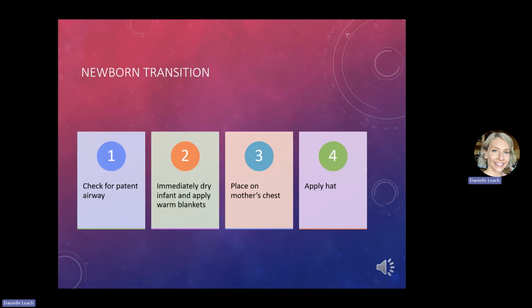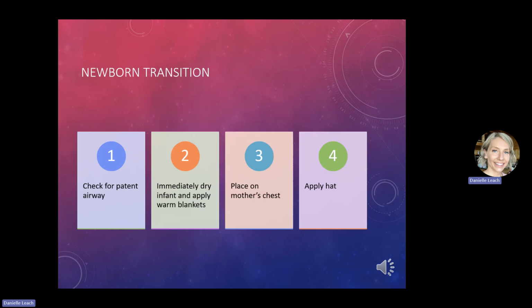So basically, newborn transition means when a baby is transitioning from being in the womb to now being in the outside world. So when the baby is first born, there's a couple things that we need to quickly do. The first thing is checking for a patent airway. That basically means listening to see, is the baby crying? If they're not crying, we could be suctioning their nose, suctioning their mouth, things like that.